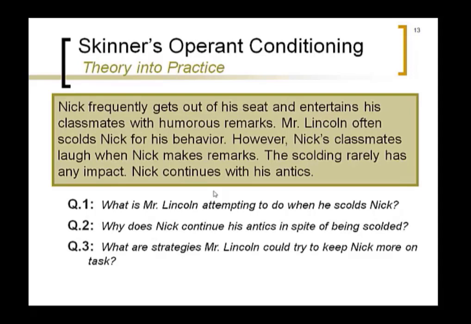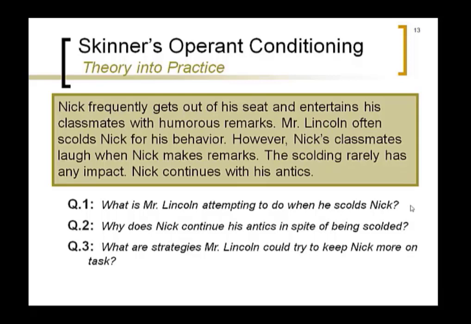All right, so let's have some examples. Nick frequently gets out of his seat and entertains his classmates with humorous remarks. His teacher, Mr. Lincoln, often scolds Nick for his behavior. However, Nick's classmates laugh when Nick makes his remarks and the scolding isn't working. So Nick just continues with his antics. So first of all, what is Mr. Lincoln attempting to do when he scolds Nick? Well, scolding someone would be an example of positive punishment.